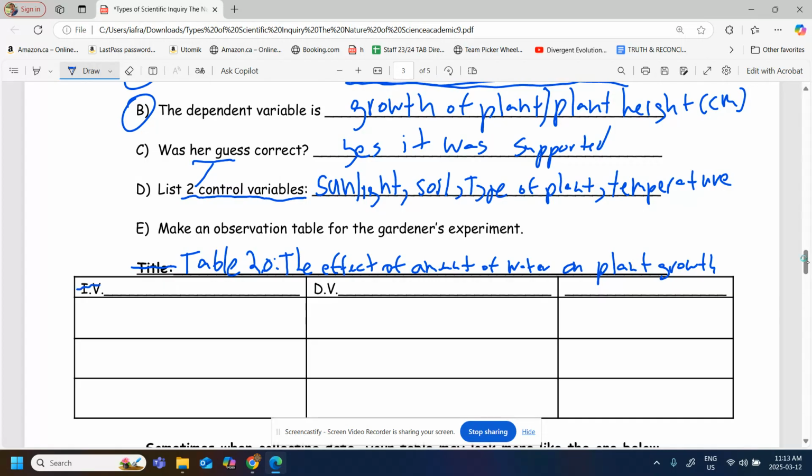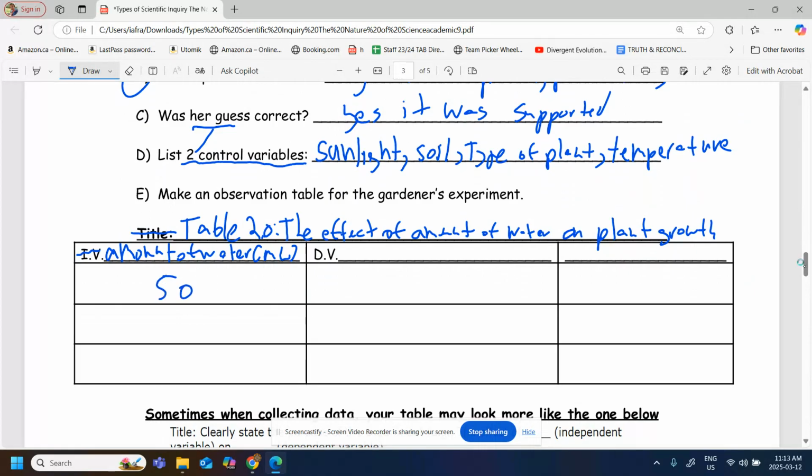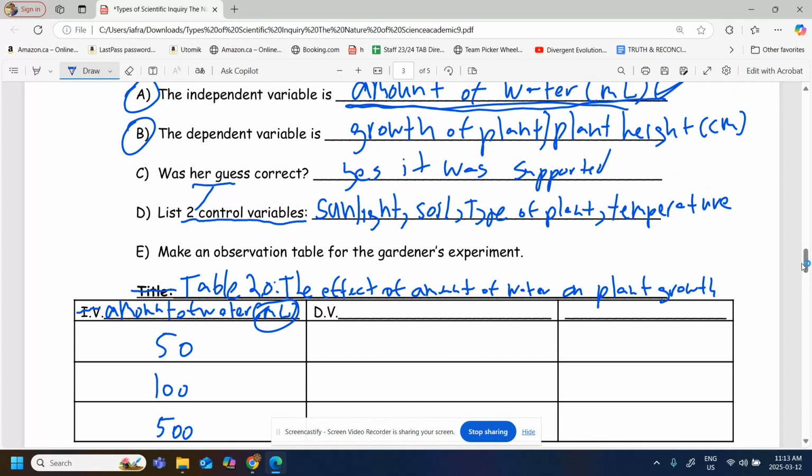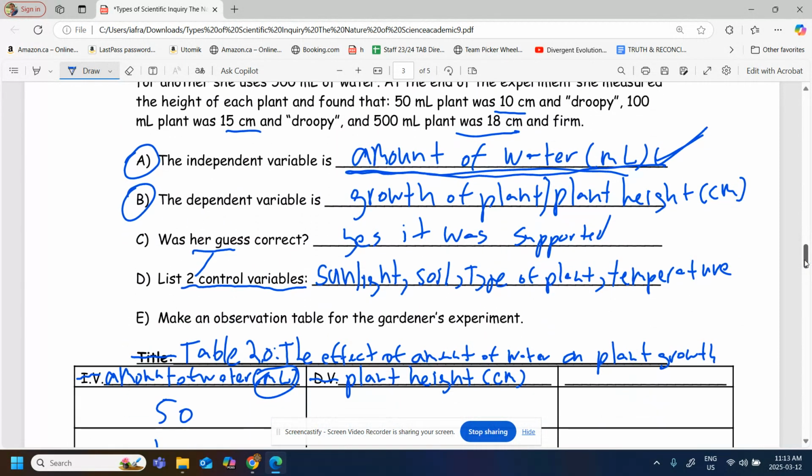So in the first column, I'd put amount of water. I would put my unit in milliliters. And then I think I had 50, 100, and 500. So 50, 100, and 500. Notice I'm not writing milliliters because I wrote it down over here. Our dependent variable, the more quantitative one, was the plant height. And that's in centimeters. And I would do, let's see, 10, 15, and 18.